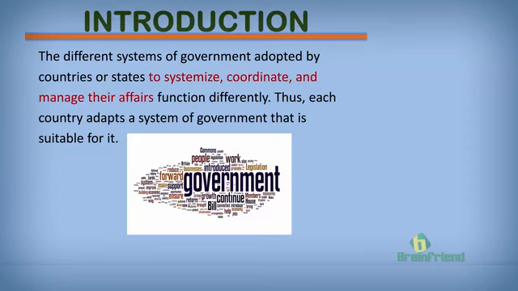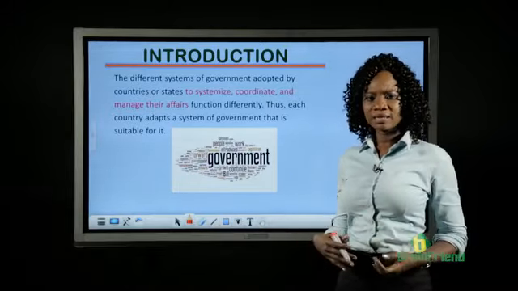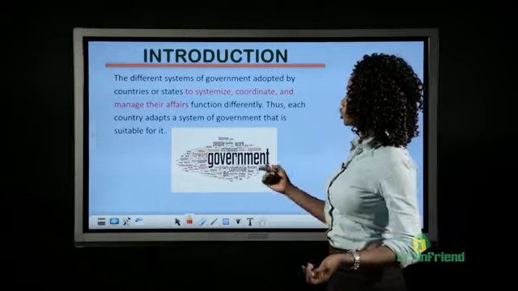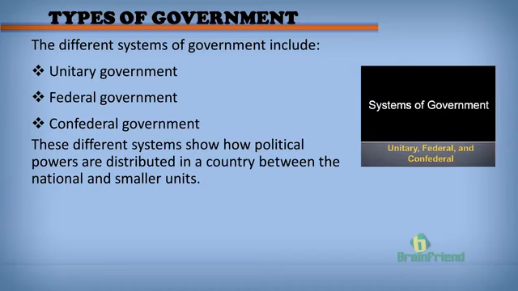The different systems of government are adopted and practiced by one country or the other to carry out different functions, such as to systemize, to coordinate, and manage their affairs. These governments are practiced differently in different countries or nations. And so these countries must choose systems of government that are suitable for the management of their affairs in that country or state. And so we'll be looking at the types of government we have.